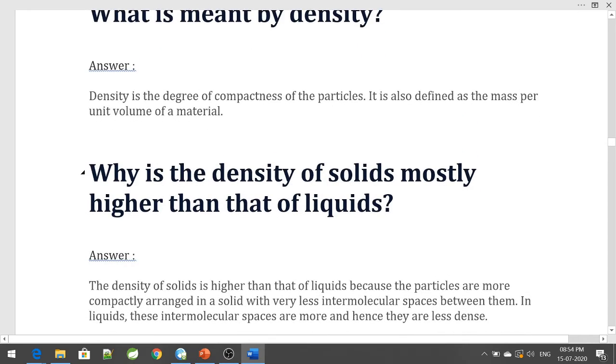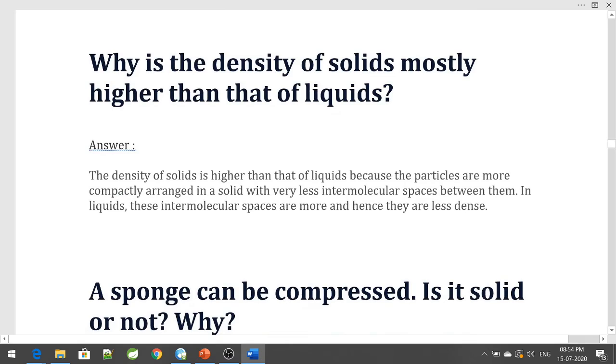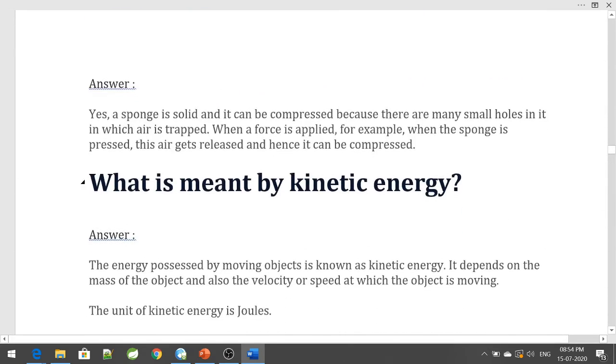Why is the density of solids mostly higher than that of liquids? The density of solids is higher because they are compactly arranged. More particles are present in solids, because the particles are more compactly arranged with very little intermolecular space between them. In liquids, the intermolecular spaces are more and hence they are less dense. Same with the sponge also.